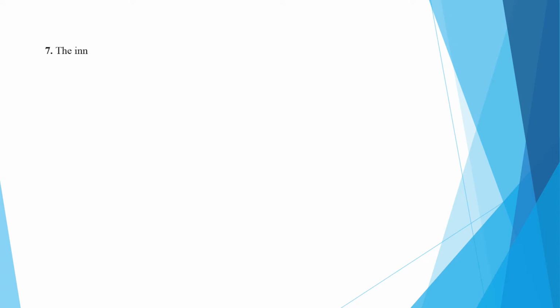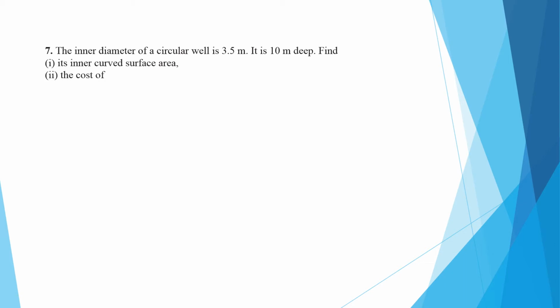Now in this question, you can see the inner diameter of a circular well is 3.5 meter and its depth, meaning here height, is 10 meter. Find the inner curved surface area, and after that we need to find the cost of plastering this curved surface at the rate of rupees 40 per meter square.